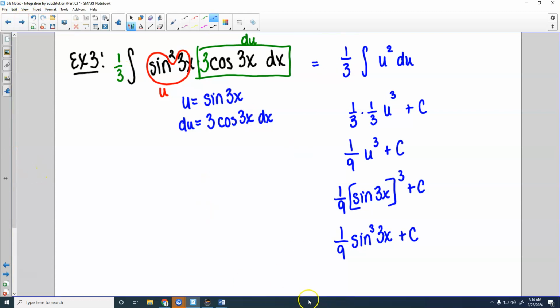Questions on that? This one doesn't really belong in this section. It didn't have anything extra. It could have been in the other sections. I don't really know why I decided to throw it in here, but I did. But it's good practice because I think we were a little shaky on what to do with that one.